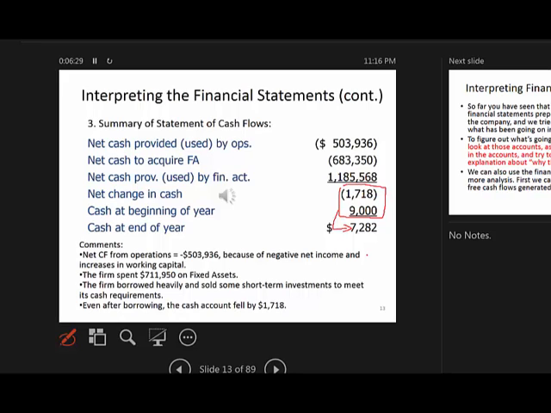A few comments here. First, the net cash flow from operations is a negative $503,000. That is because of the negative net income and also increases in working capital. The company spent around $700,000 on fixed assets. So that's the amount used to acquire the fixed assets, part of the investing activities. Also, the company borrowed heavily and sold some short-term investments to meet its cash requirements. Even after all this borrowing and selling of short-term investments, the cash account fell by 1,718.